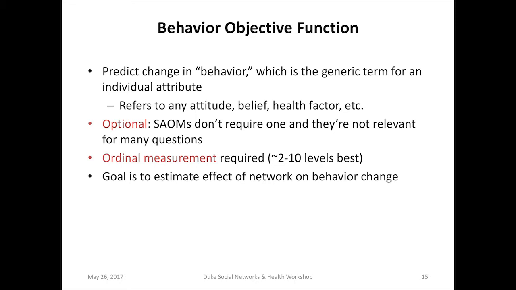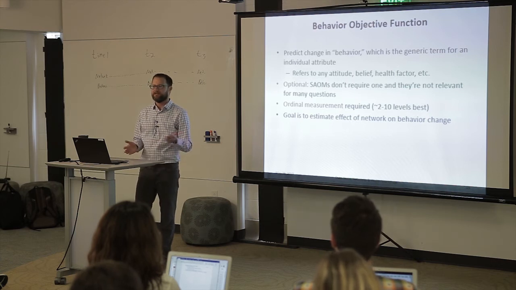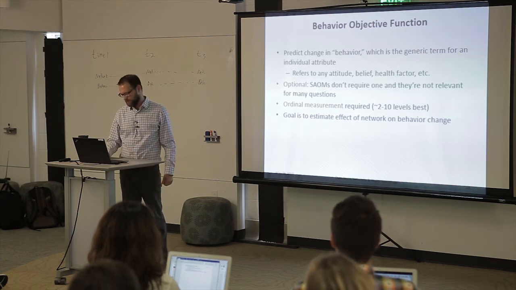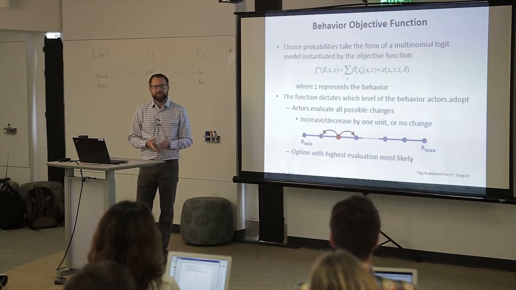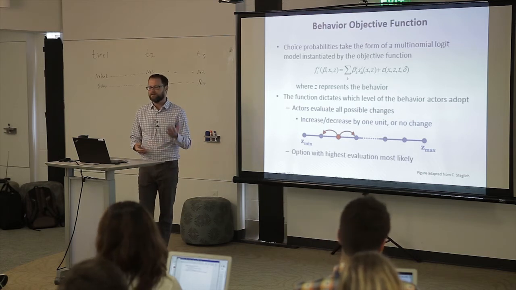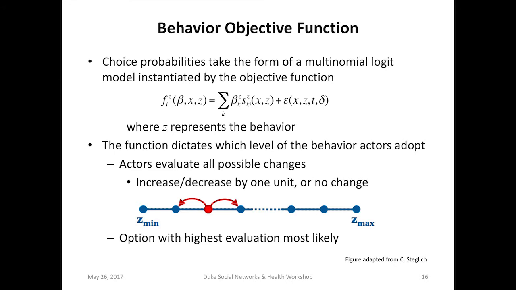Typically our goal in the behavior function is to estimate the effect of the network on behavior change. That's really the only reason you would use a Siena framework for estimating behavior change, given this other constraint. Now the model itself, the behavior model, is really a multinomial logit model. We've got these different ordinal values, and we're trying to predict which level actors will choose over time. We have a similar objective function for the behavior.